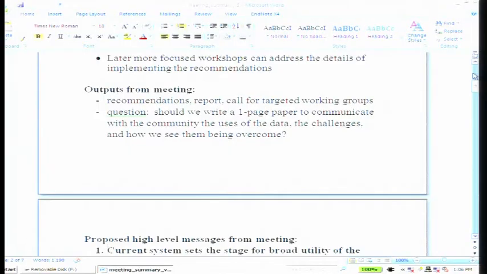One thing that the working group did discuss and was curious about people's opinion on is, rather than just writing a report internal to the NIH, should we consider writing a short report, perhaps a one-page report, perhaps to a high-level journal, perhaps even to a journal represented here, that could communicate with the community the uses, the issues of the use of data, the challenges, and how we see them being overcome. Comments on that? That's a yes from David.